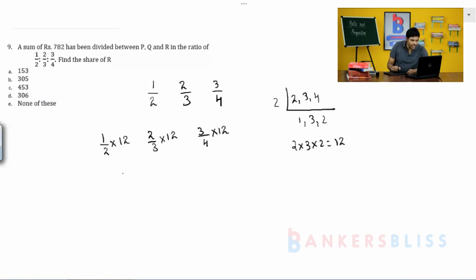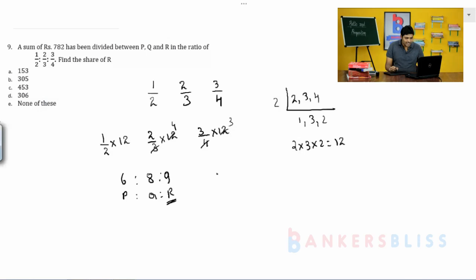So how much are you going to get? 2 6s are 12. Next 3 4s are 12, 4 2s are 8, you are going to get 8. Next 4 3s are 12, 3 3s are 9. So the ratio is 6 is to 8 is to 9, that is P is to Q is to R. So what do you have to calculate? You have to calculate the value of R.